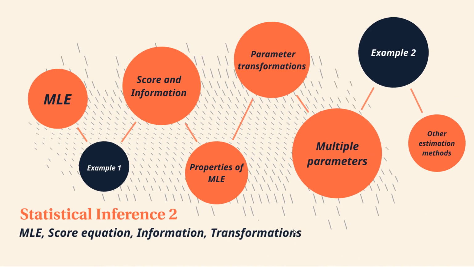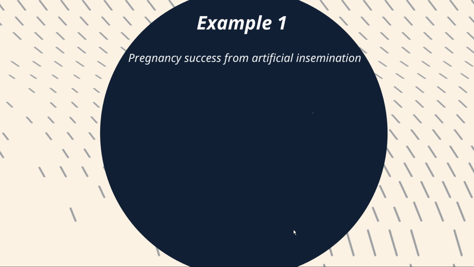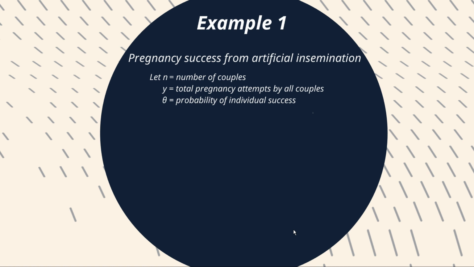Okay, so let's have a look at our first example here. Now, this involves pregnancy success from artificial insemination. So to start with, we've got these three variables. N is the number of couples, or alternatively, you can see that as the number of aspiring mothers. Y is the total pregnancy attempts by all couples, and theta is the probability of an individual pregnancy success.